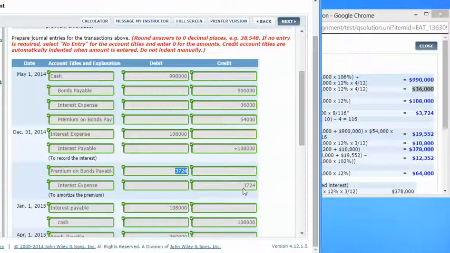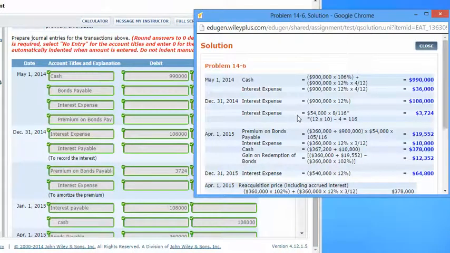The really hard part to understand related to this problem is how we get the numbers. So how do we get $3,724? Well, let's go through this. And what you see here, and I want you to look at this transaction right here, and we're going to decipher what it is that we're talking about. Okay, so what we're saying in terms of interest expense, from an expense perspective that ultimately relates to the financial statements, we're really only looking at the period in which the bond has been issued.